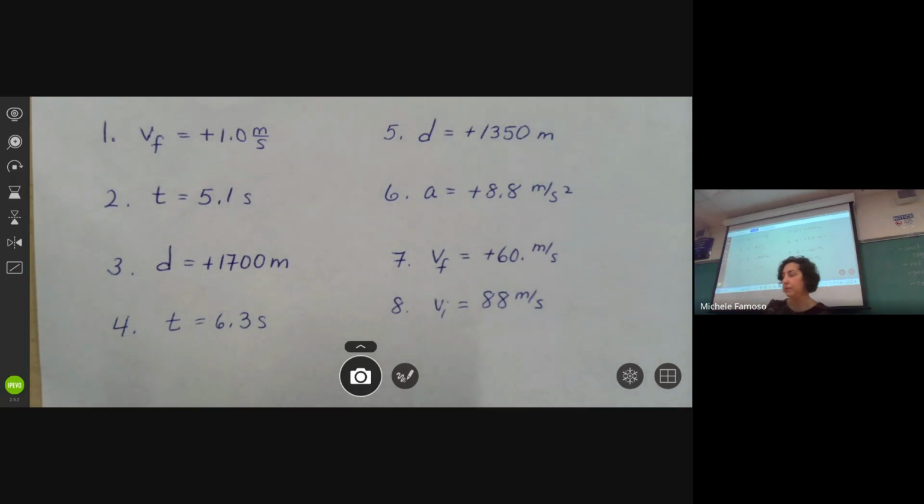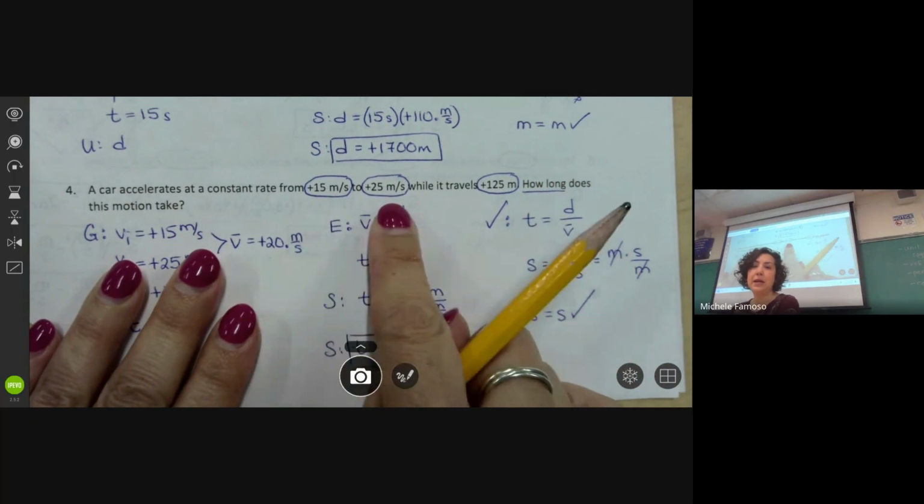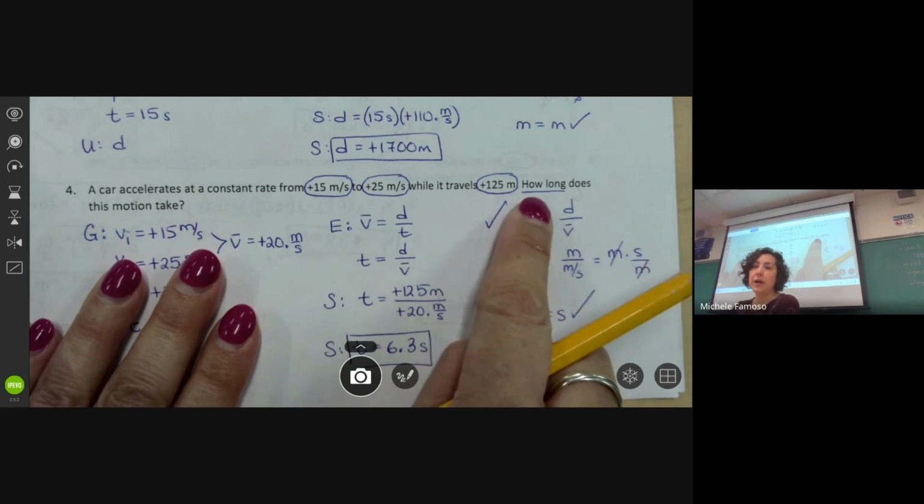All right. Do you want to go over anything? Okay. Number 4. So in number 4, you should have circled the positive 15 meters per second, the positive 25 meters per second, and the positive 125 meters. We're asking you for how long, underlined how long.